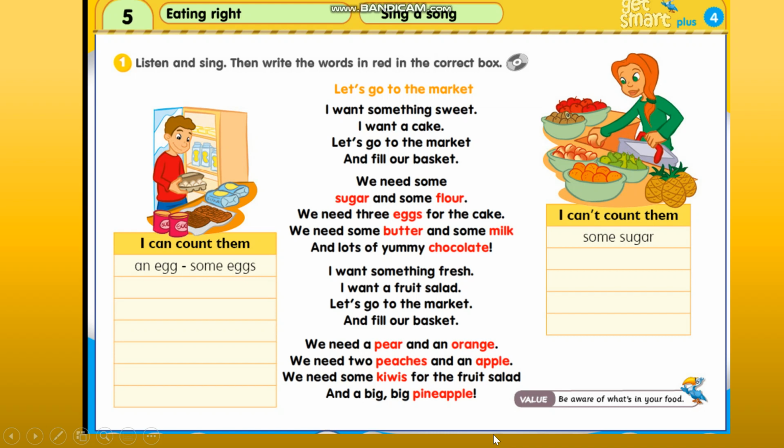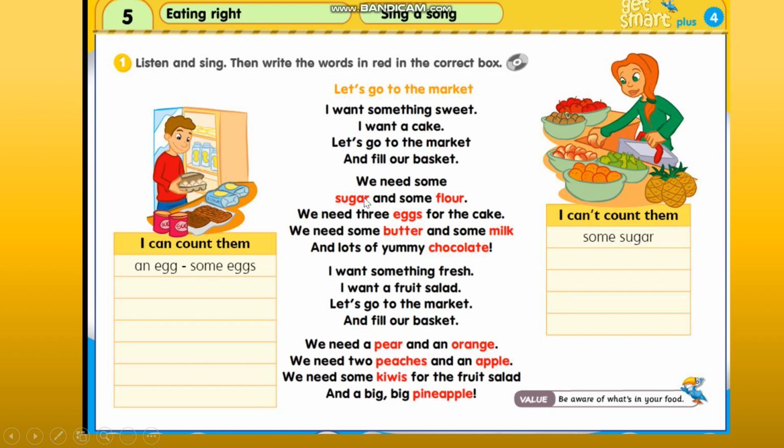Next, let's look at this page. Write the words in red in the correct box. We have sugar, flour, eggs, butter, milk, chocolate, pear, orange, peaches, apple, kiwis, and pineapple. I'll give an example here.